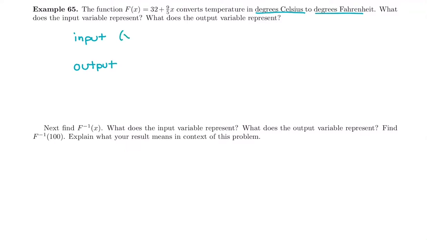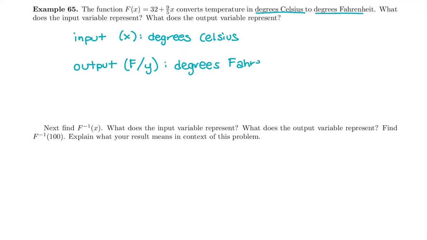So that input X, we want to be able to plug in degrees Celsius and then get out that capital F, which is also the Y value, in degrees Fahrenheit. So tell me what the temperature is in Celsius. I'm going to take it and multiply it by 9/5 and add 32, and I'll be able to tell what the degrees Fahrenheit would be.